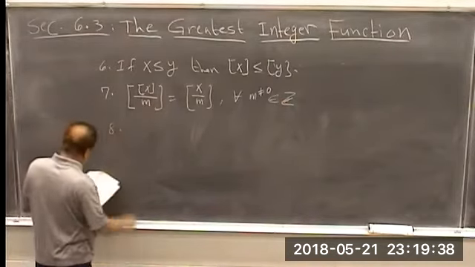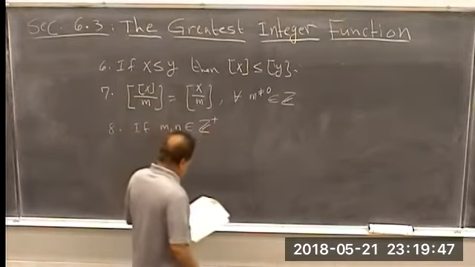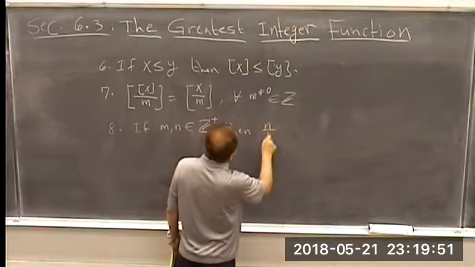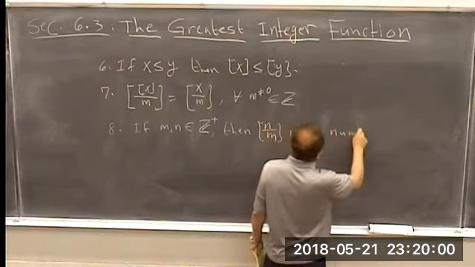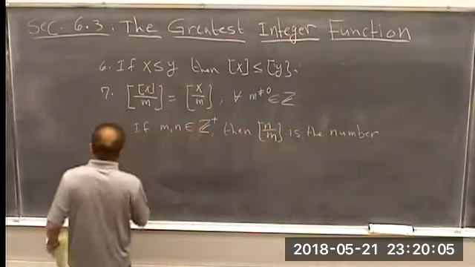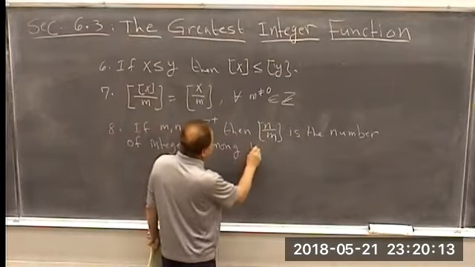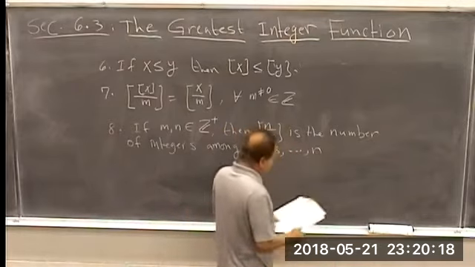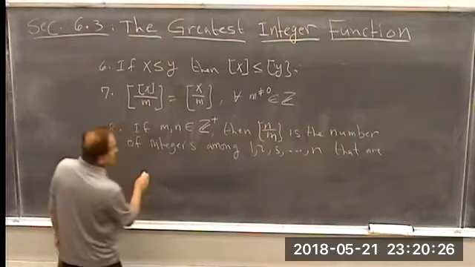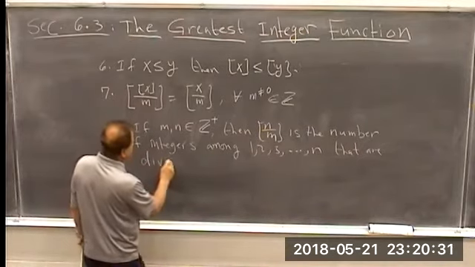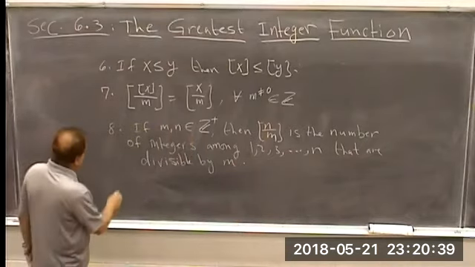Number 8, if m, n are positive integers, then bracket n over m is the number of integers among 1, 2, 3, up to n that are divisible by m.